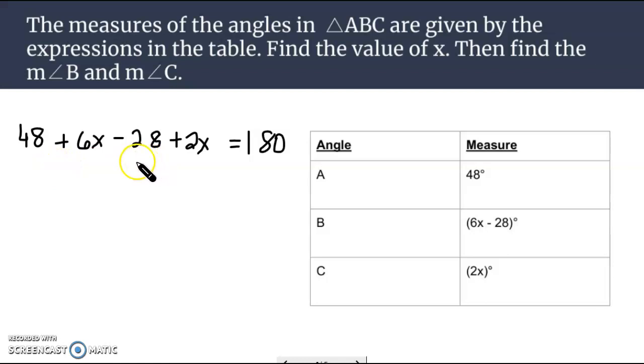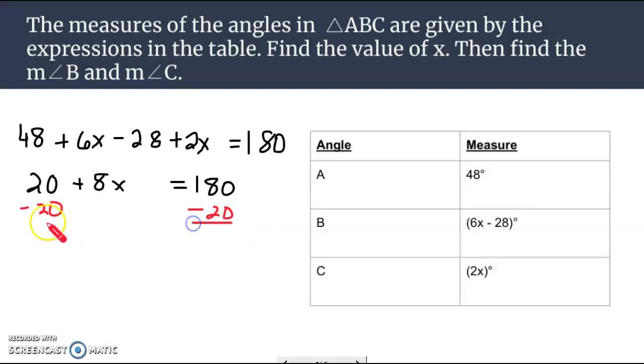48 minus 28 is 20. 6x plus 2x is 8x, equal to 180. We will take away that 20 from both sides, minus 20, minus 20. 8x is equal to 160. We can divide by 8, and the missing value x is 20.